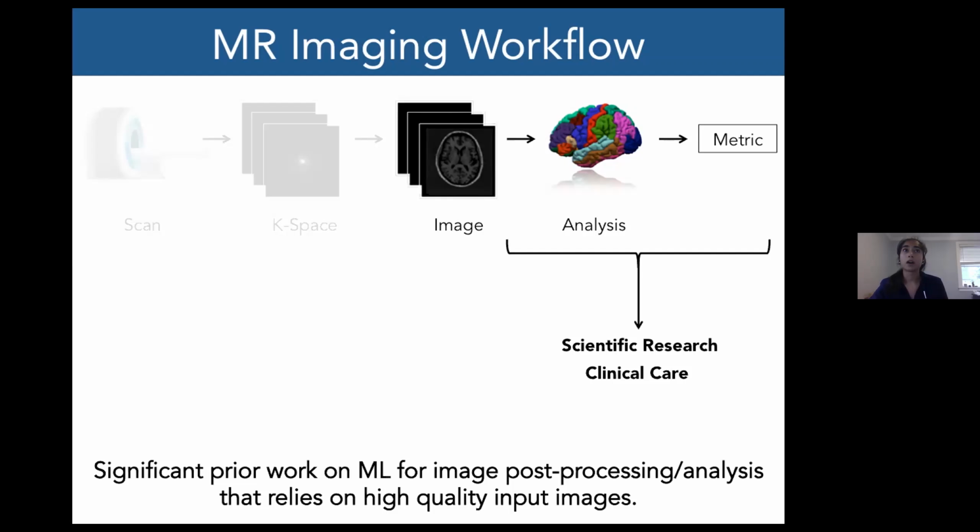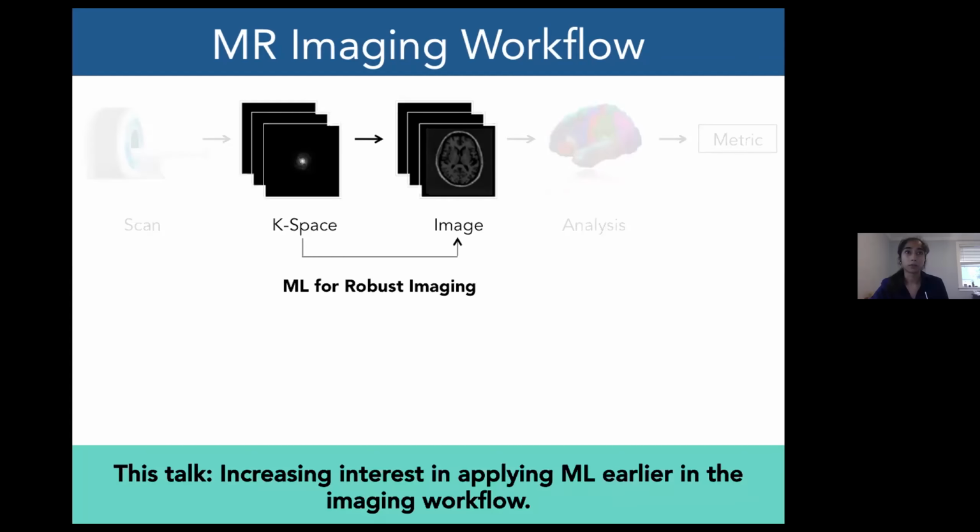And in this talk, I'm going to focus a little bit earlier in the workflow on how we can use machine learning to actually do the conversion from k-space data to high-quality image-based data, even in the face of an unideal acquisition of the k-space data. And I'll get into examples in a minute of ways in which the k-space data that we collect might be corrupted.